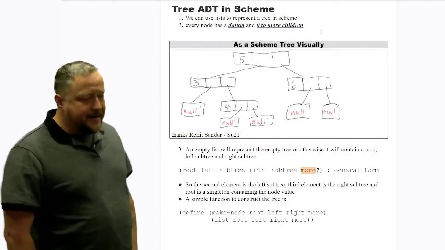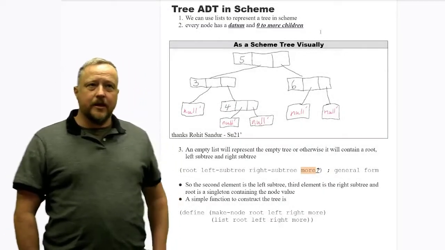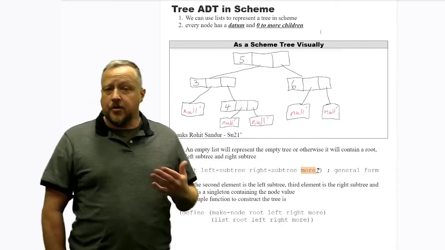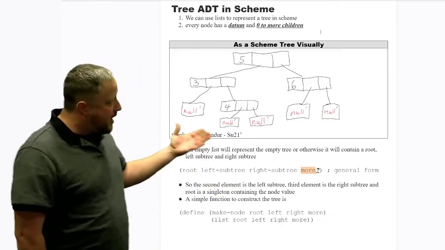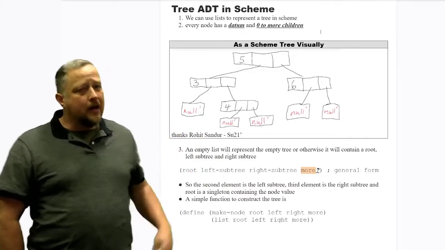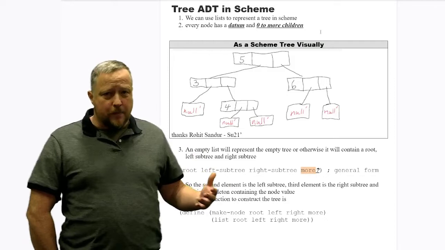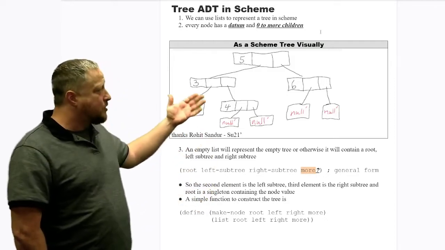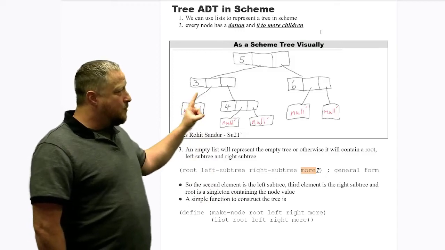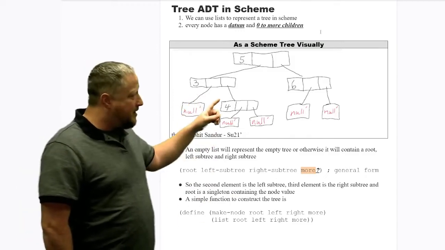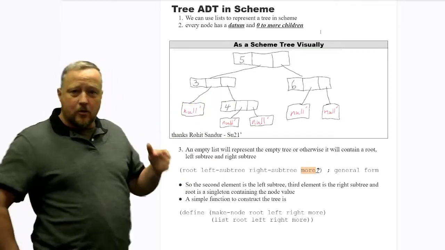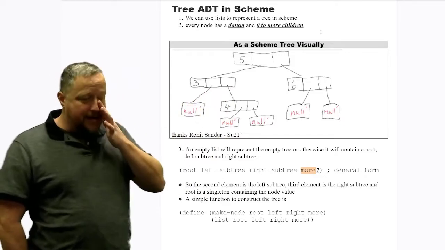So the tree ADT in Scheme is basically going to be reusing lists and creating trees from them that look like this mess that I've got right here. Now, if you're this far along in your program, you understand that there's going to be some type of pointer pointing to a datum, which is the first item in the list. And if there are any kids, there's going to be a representation of being able to link to another list.